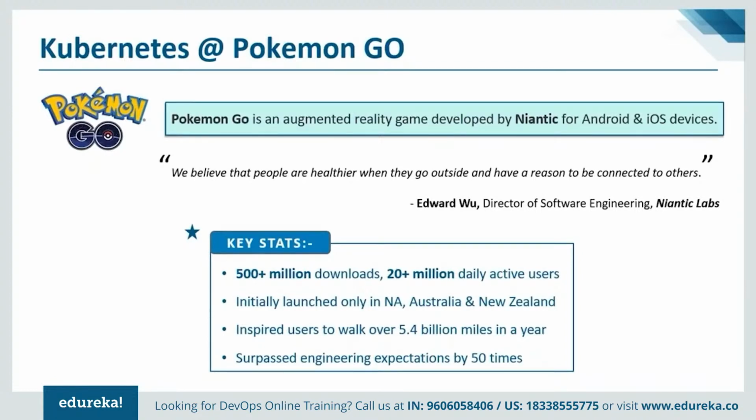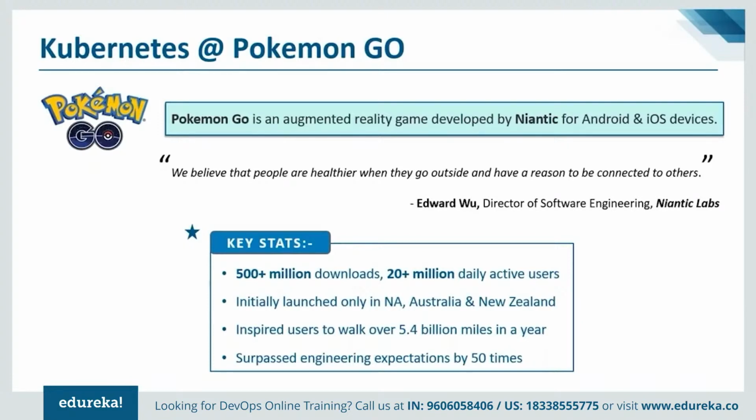This game was initially launched only in North America, Australia, and New Zealand. And I'm aware of this fact because I'm based out of India and I did not get access to this game. The moment news got out that we have a game like this, I started downloading it, but I couldn't find any link or download it at all. So they launched it only in these countries. But in spite of just releasing it in these three countries, they had a major problem. And that problem is what I'm going to talk about in the next slide.